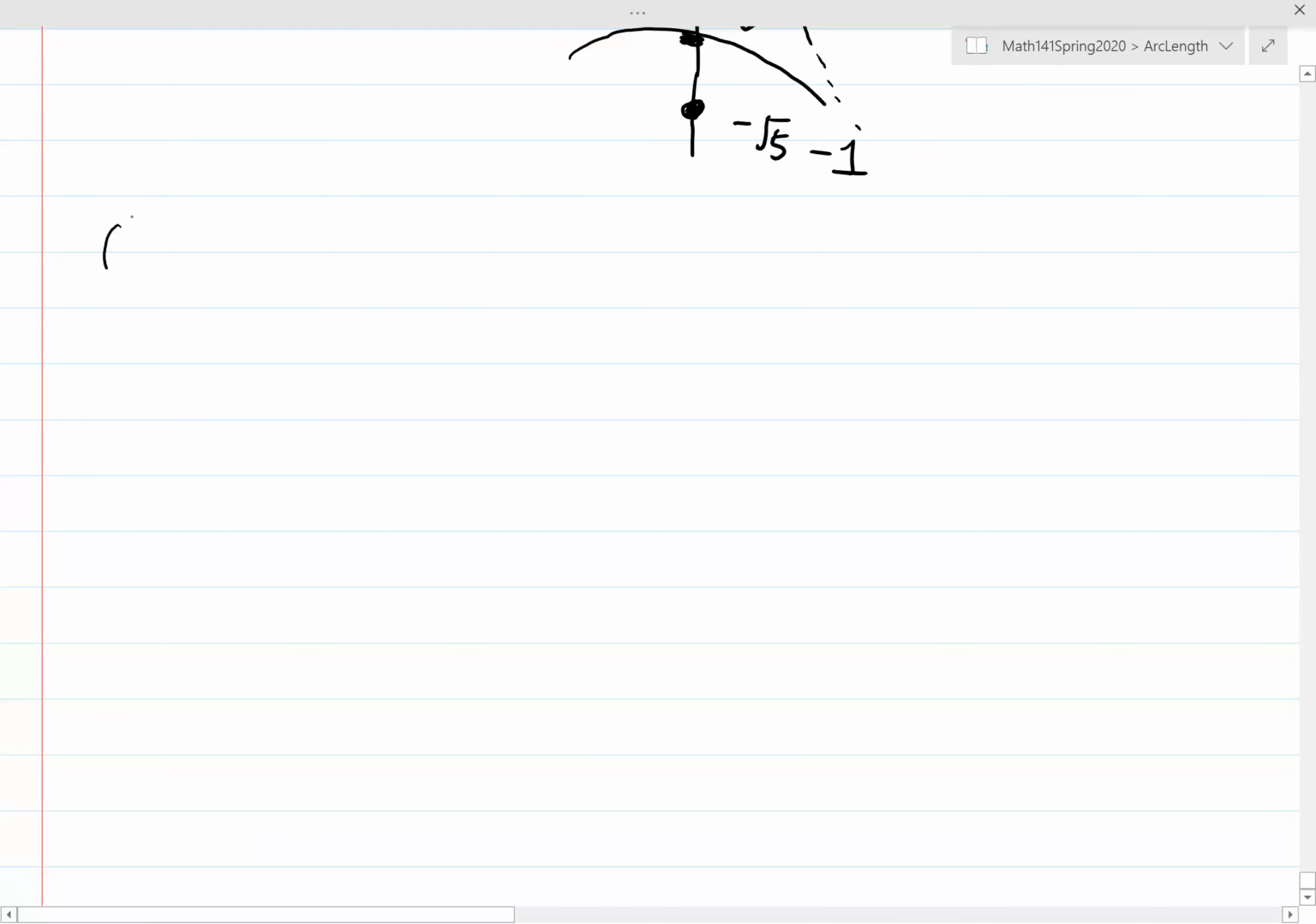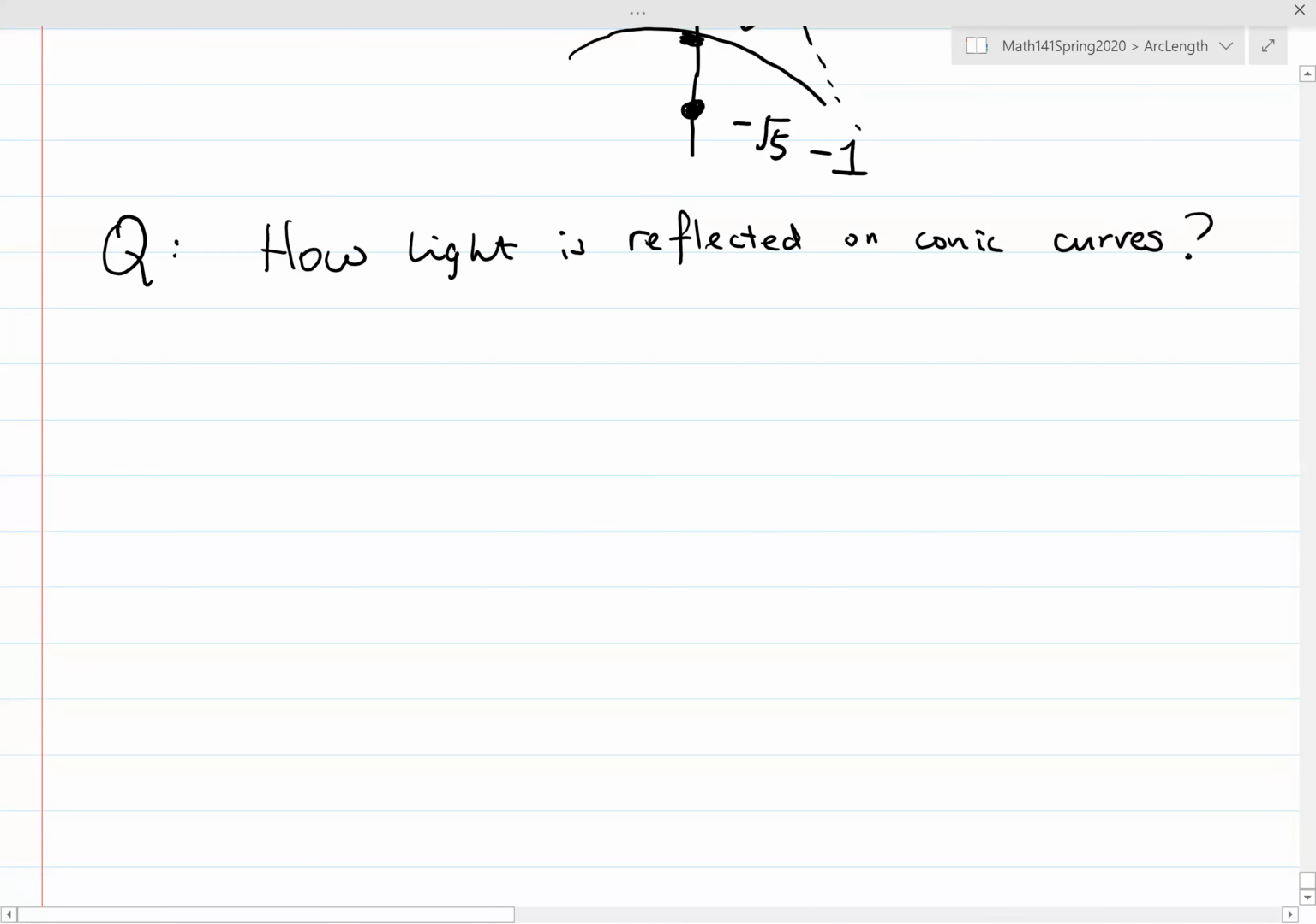Question: how is light reflected on conic curves? We first start with the easier case, the laws of reflection.